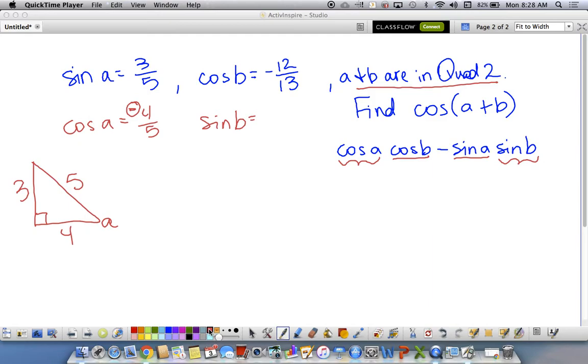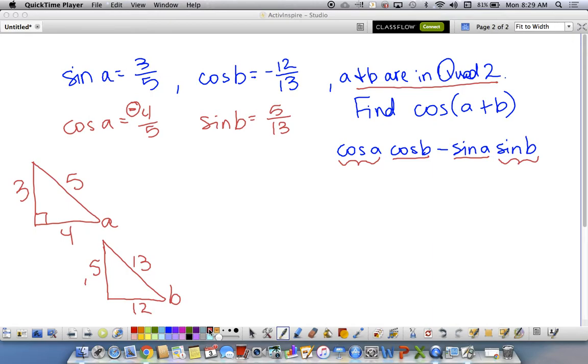Yeah, put it in a triangle. Most definitely. If this is B, my adjacent is 12, my hypotenuse is 13. What's the opposite? 5. So what is sine B? Should we think it's in quadrant 2? I didn't ask that question earlier. So now, do we have all 4 pieces to put in our equation?